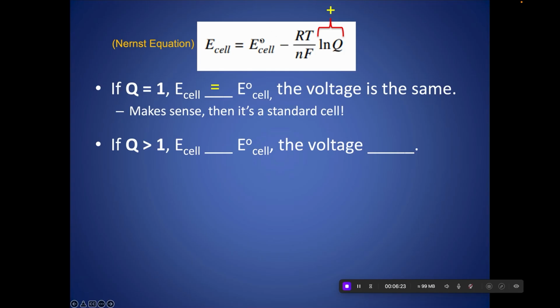So what I'm doing is I'm taking my standard state cell potential, and I'm subtracting something from it. So my E of the cell, my voltage, will be less for this non-standard state cell than the standard one because I am subtracting a term. So my E of the cell will decrease. My voltage would be smaller.